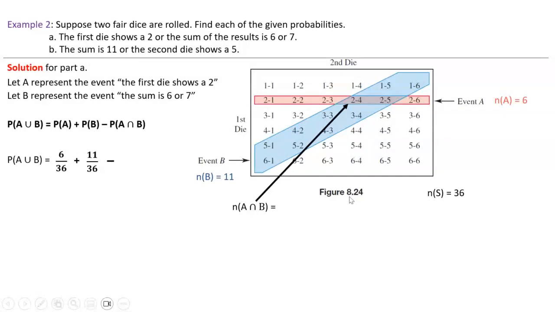So it's going to be the 2,4 and the 2,5. So it's going to be 2, so 2 over 36. So we do our math: 6 over 36 plus 11 over 36 minus 2 over 36. The result will give us 15 over 36. Simplify it. The result is 5 over 12. This is the answer for part A.